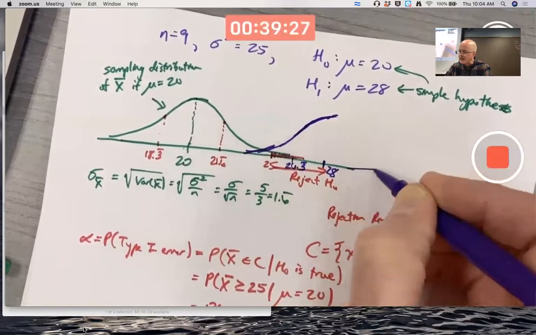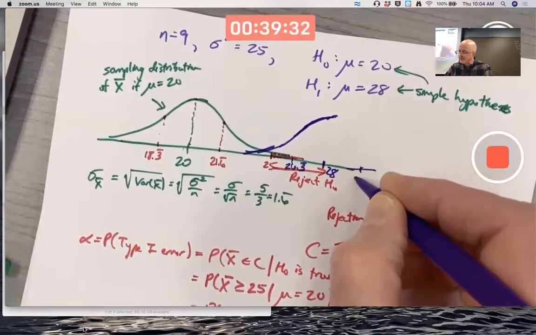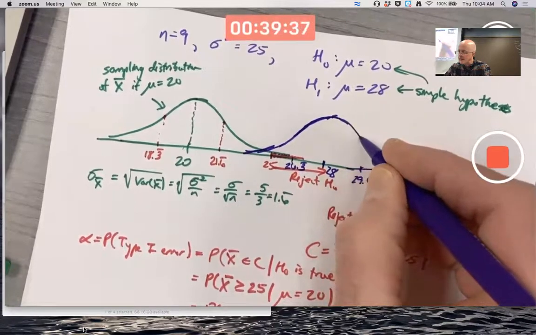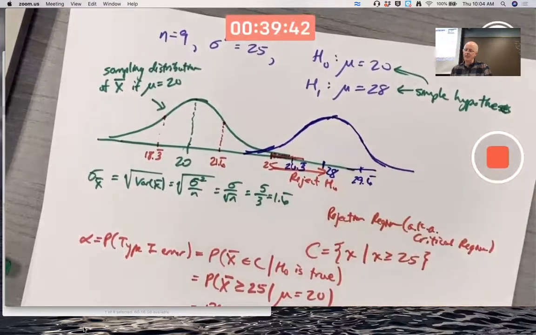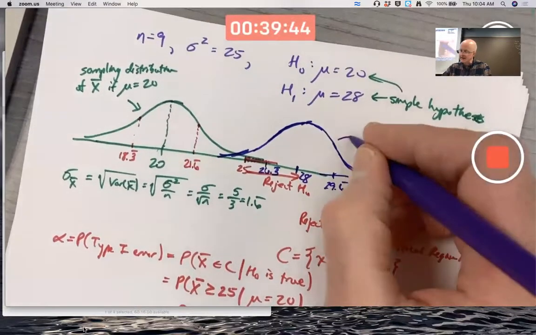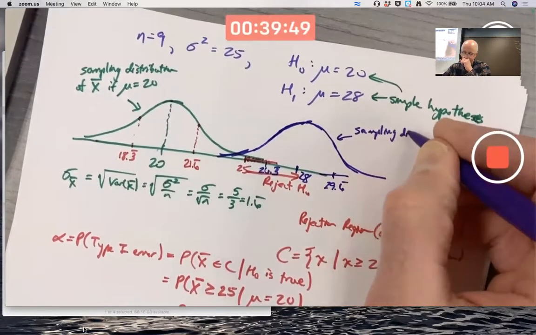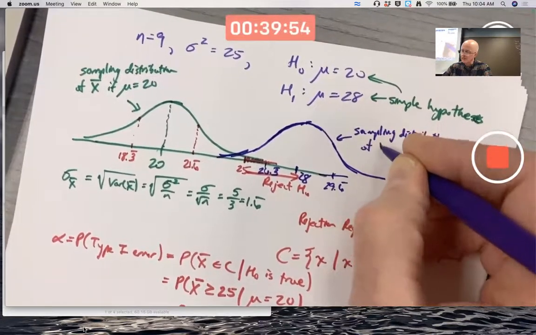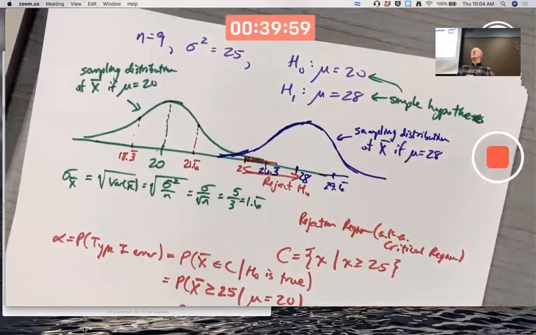And the other one would be at 29.6 repeating. So that's the sampling distribution of X bar, excuse me, if mu is 28.